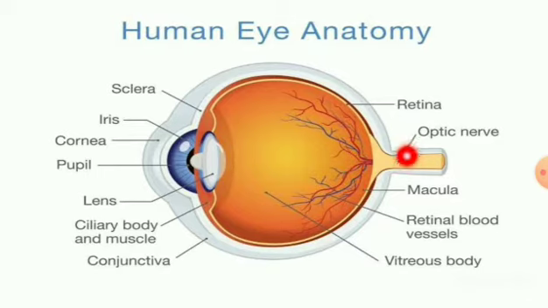Right? Next, optic nerve. It is located at the end of the eye behind the retina. The optic nerve is mainly responsible for carrying all the nerve impulses from the photoreceptors to the human brain, without which vision would not be possible. This is the function of optic nerve in our eye.